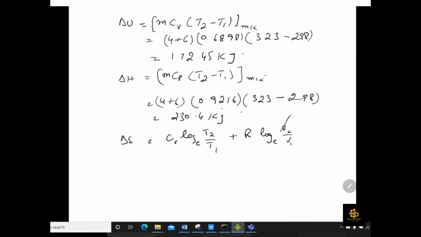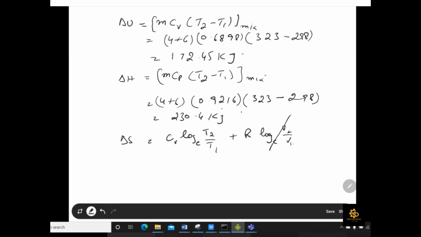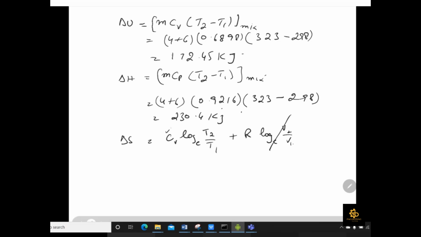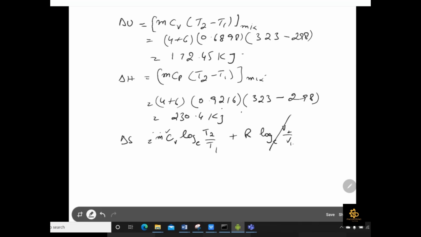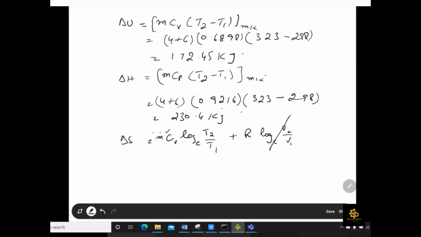It is mentioned in the question that the mixture is heated at constant volume. So from here we can easily say that this term can be eliminated because it is constant volume. Then we can just put the value of Cv of the mixture over there, and because we are talking about delta S, we have to multiply the mass also.